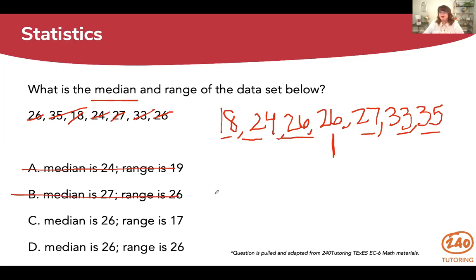Now we just have to find our range. Now our range is the difference between the highest and the lowest value. So I've already put them in order. That makes it easy. 35 minus 18.